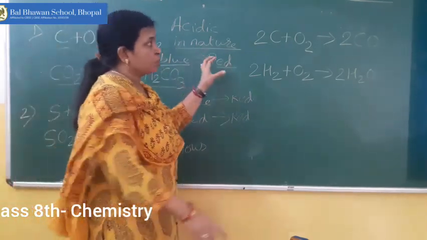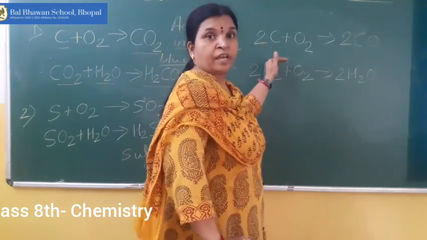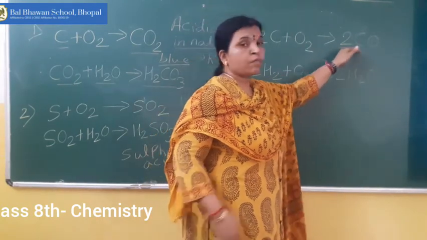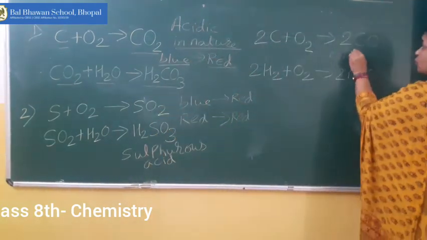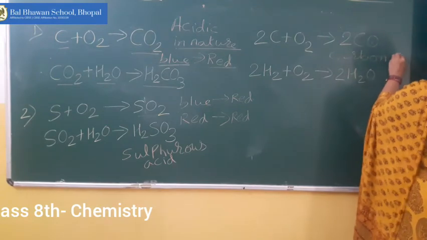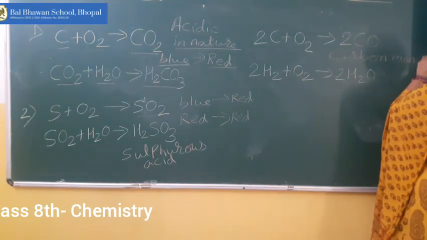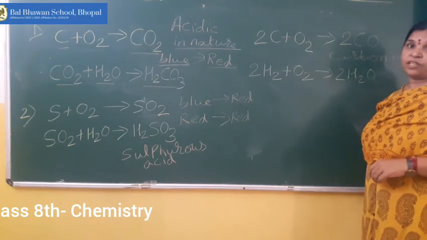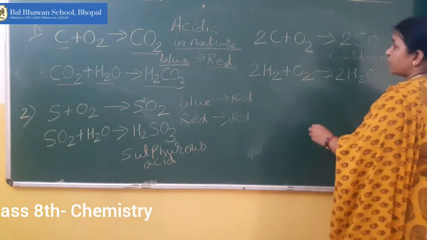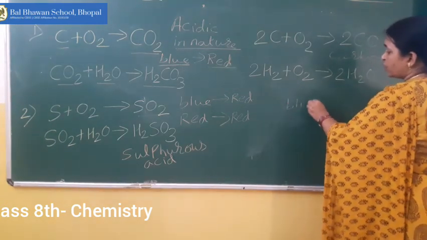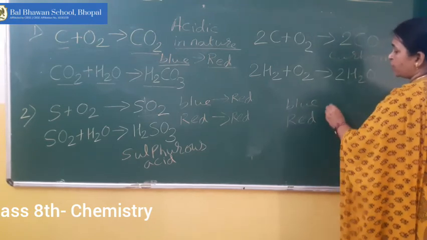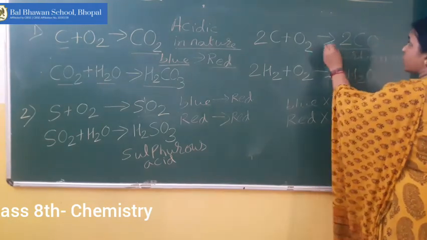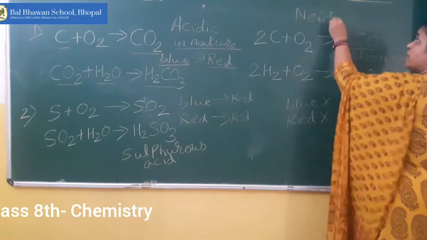But there are few exceptions to this. Like the same carbon, if it reacts with oxygen, it will produce carbon monoxide. What it will produce? Carbon monoxide. And when this carbon monoxide is tested with wet litmus paper, we will find that the blue litmus paper as well as the red litmus paper, they do not change their color. That means the produced oxide is neutral in nature.